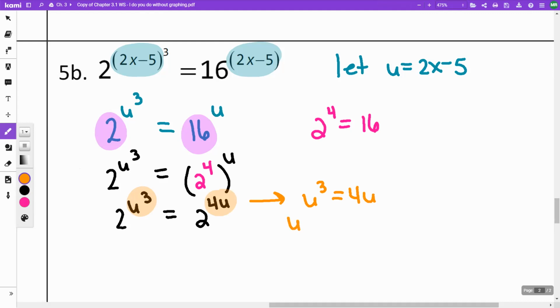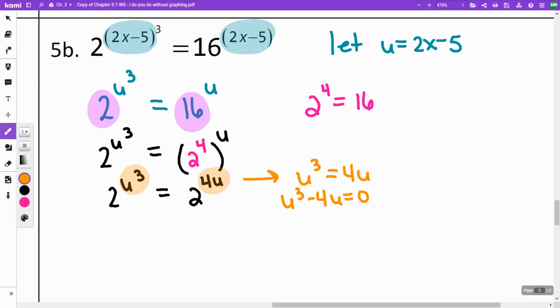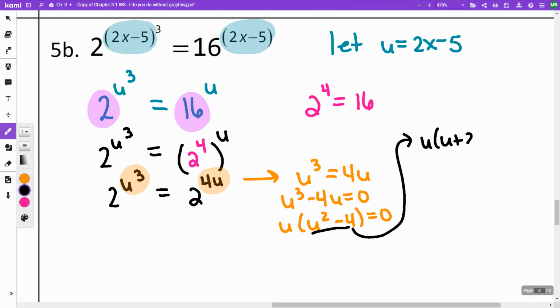I'm going to get everything on one side, 0 on the other. So I'm going to get u cubed minus 4u equals 0. I'm going to factor u from both of these, and I get u times u squared minus 4 equals 0. There's 2 ways to solve this. One way, some of us might notice that the u squared minus 4 is a difference of 2 squares. It's a u plus 2 and a u minus 2. And get u equals 0, u equal negative 2, and u equal 2.